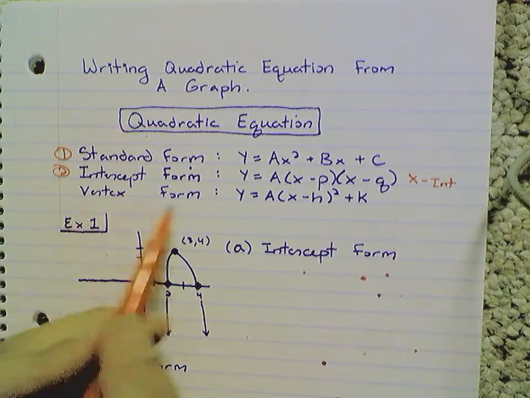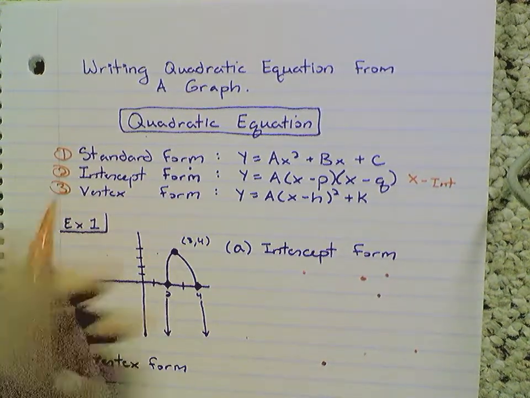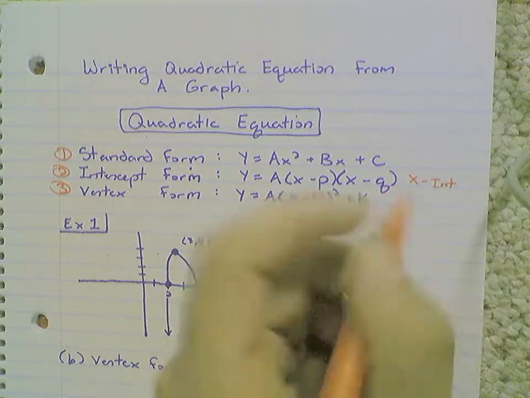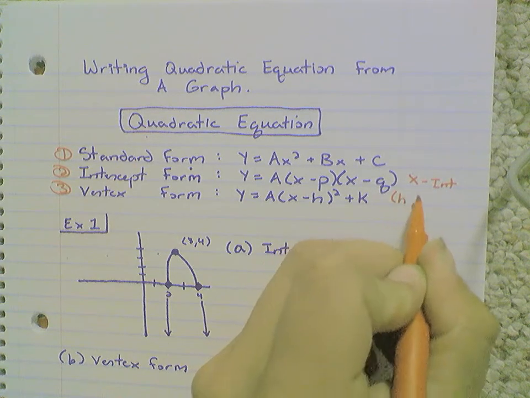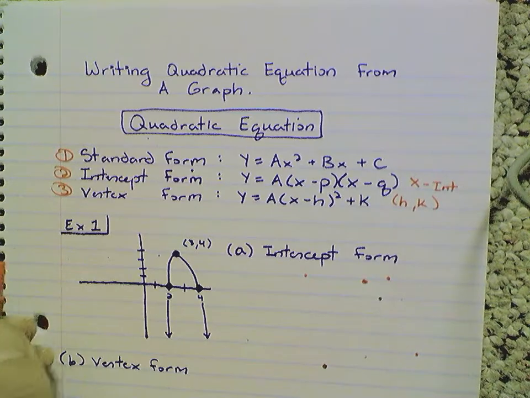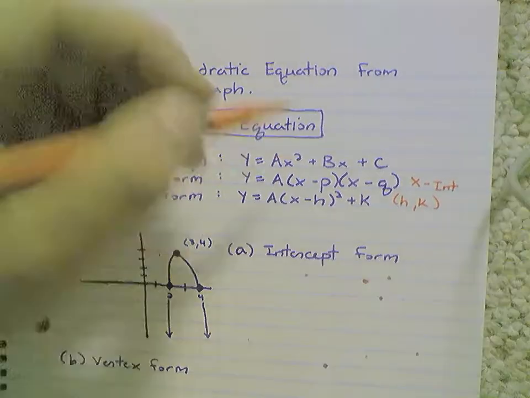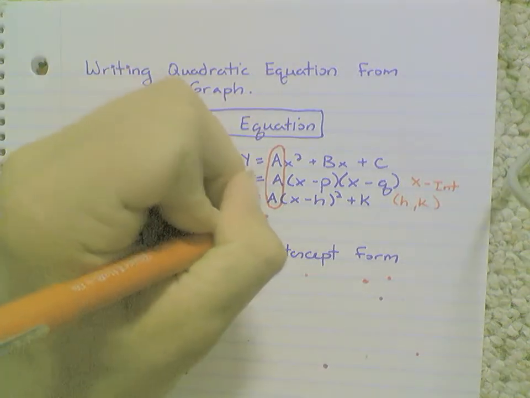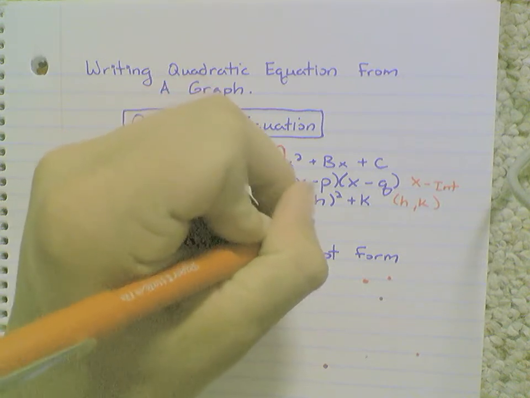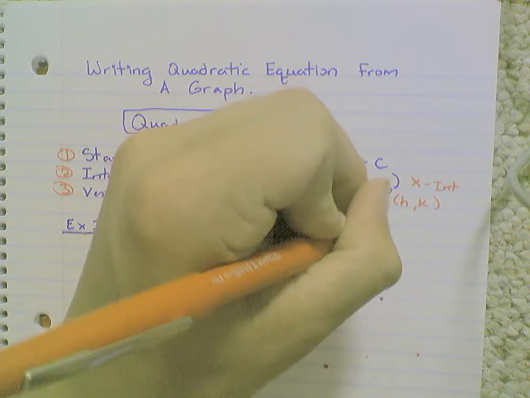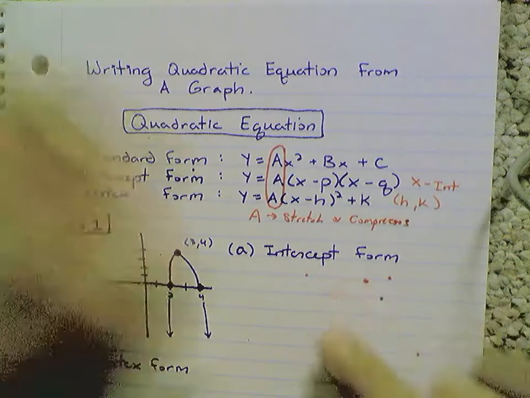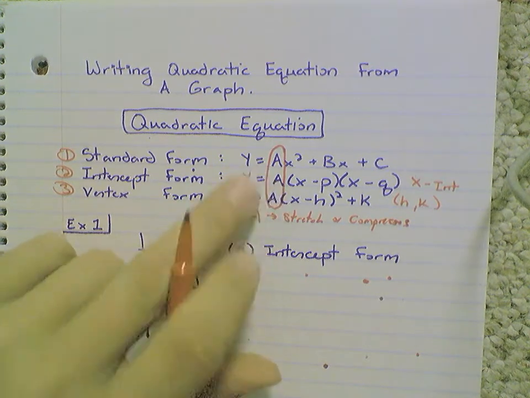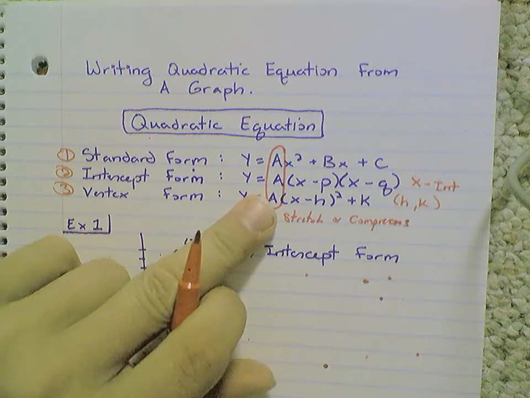And then we also have vertex form as our third and final form, which is y equals a times x minus h squared plus k, where my vertex is at (h, k). Now, some things to note when looking at these three equations. You'll notice they all have an a value. The a value will tell us how much the graph is stretched or compressed. So we will have to find a in order to write a quadratic equation, because every form uses it.